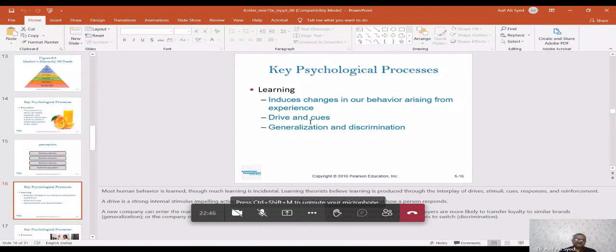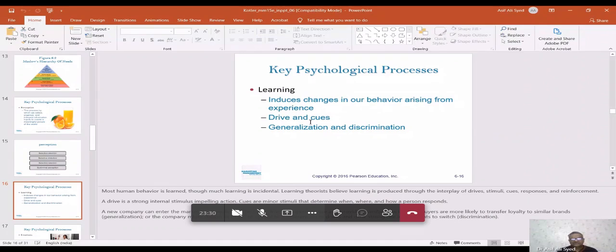So whatever we have experienced, our behavior would change from the experience that we've had. There are certain strong and weak influences which are called drives and cues. A drive is a strong internal stimulus which forces us to act, while cues are minor stimuli that determine when and how a person will respond. So, for example, the need for a product can be a drive, and where or when we are going to purchase it is a cue. So effectively, these happen to be the key components of something called learning.